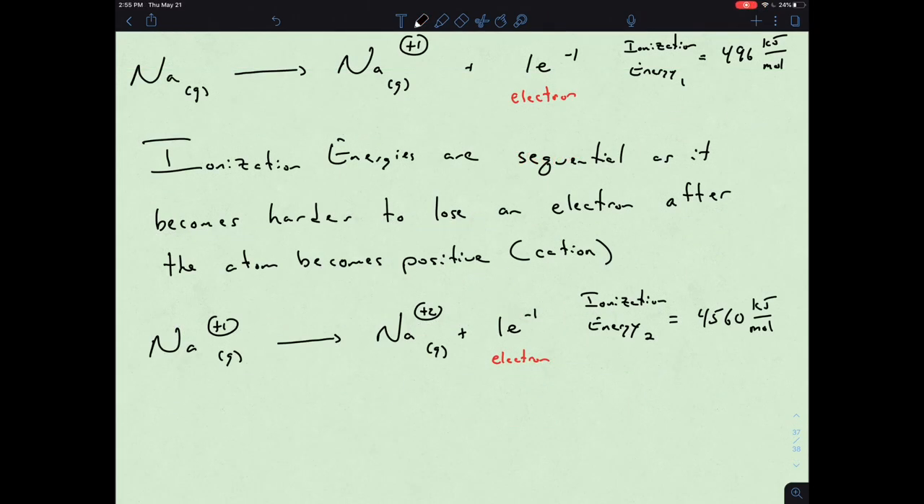So we can say, as a rule here, that it becomes harder to lose electrons after you've lost the first one. So the ionization energy for the first electron is going to be less than the ionization energy for the second electron, etc., as we go through.